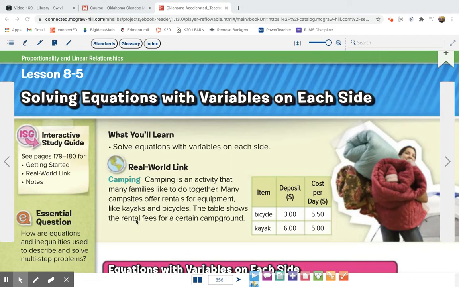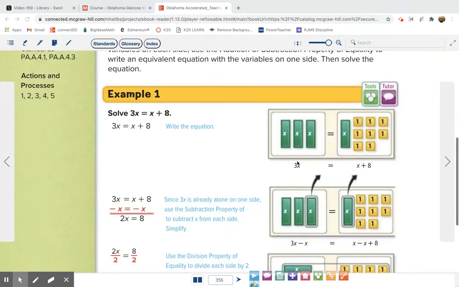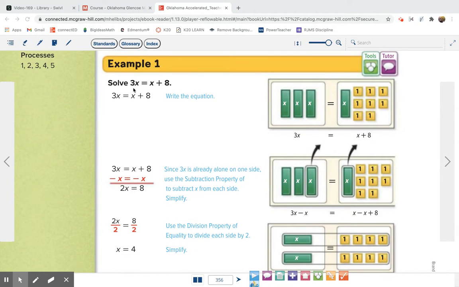Okay, so this is lesson 8-5. So for your notes, put 8-5, solving equations with variables on each side or both sides. Now we're going to have more than one variable, which we've already had, but now it's on both sides of the equal sign. So this first example that's done for us says 3x equals x plus 8.